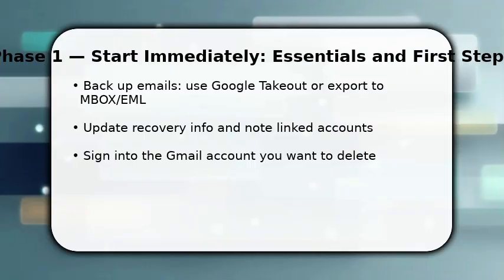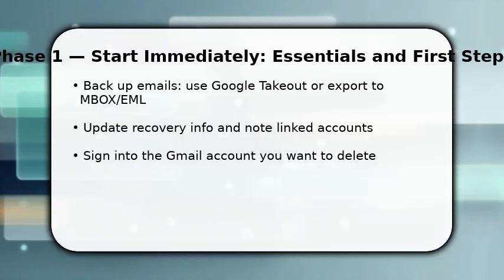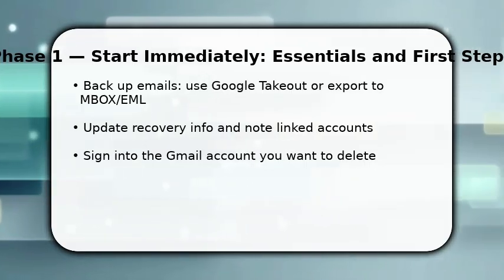Enjoy the video. You begin by securing your data and access. First, export mail with Google Takeout so you retain messages and attachments. This prevents permanent loss. Next, review and update recovery email and phone so you can regain access if needed.